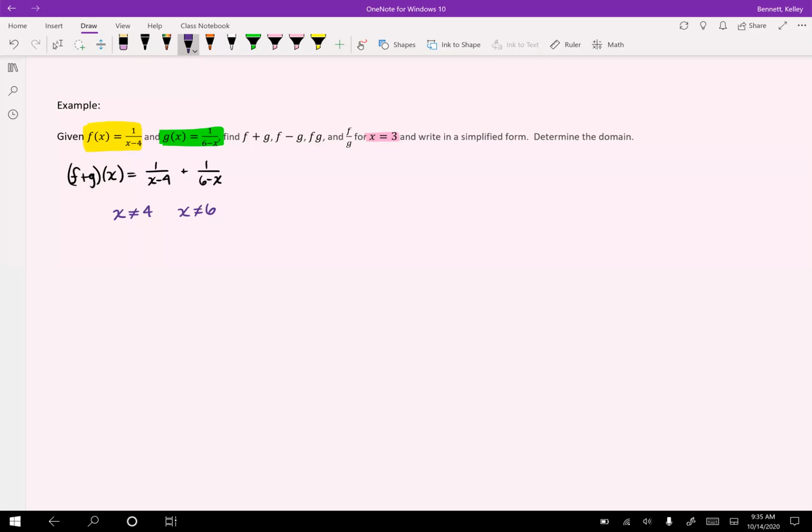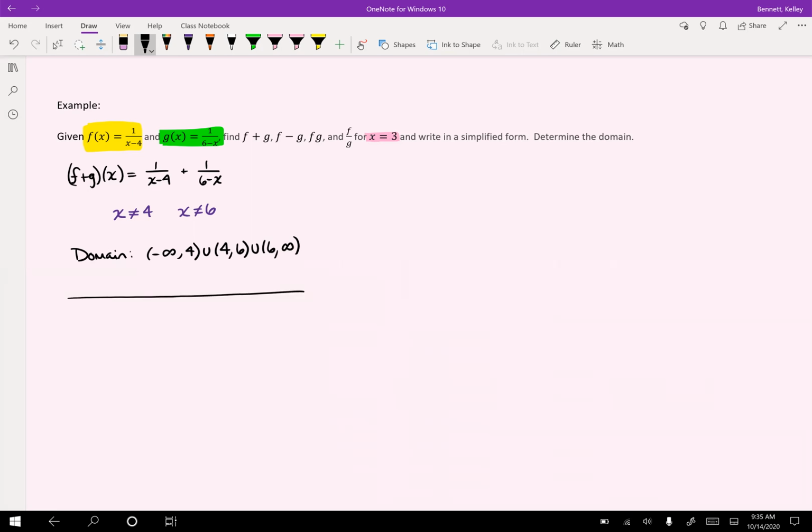So for our domain, we want to go from negative infinity just up to 4. We want to jump over 4, go all the way up to 6, jump over 6, and then head on out into the sunset. So this is what our domain would look like here, right? So notice that when I go up to 4 and it's open, and then I put the union symbol, and then I start again open at 4, basically the number line looks like this.